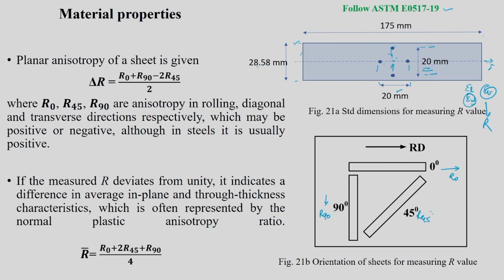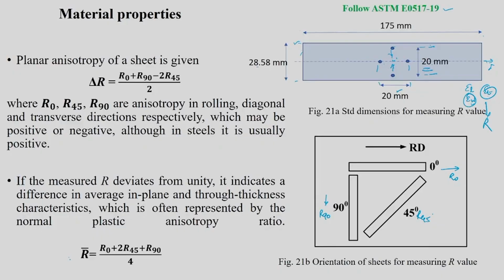Okay. So in that way it can vary with several such angles, isn't it? So one has to have some averaged quantity, which is actually given by R bar. This R bar is nothing but the average plastic strain ratio. It is also called the normal plastic anisotropy ratio, which is generally given by (R0 + R45 + R90 + 2 R45) divided by 4.